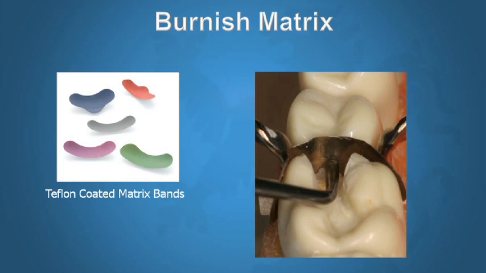And if you put a traditional metal matrix band, good luck, because your composite and your bonding system is going to bond to your matrix band, and when you try to remove it, it's going to be difficult, and sometimes you get little pieces of your filling coming off as you're removing your matrix band. So I think a Teflon coated matrix band is really a smart idea. Those are also made by Garrison, so they're pretty useful.